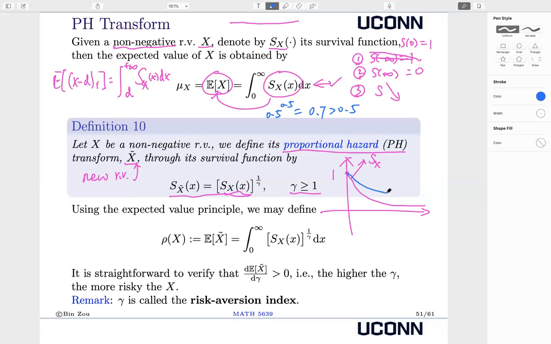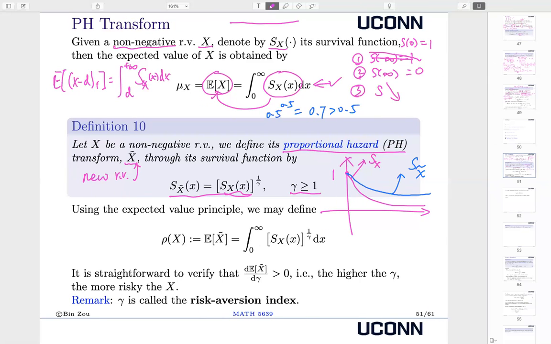What it means is if you apply this special power function with power less than 1, you actually do this. You pump up your survival function. So this is my new survival function of X tilde. By the way, I already call it the survival function just because I easily see all my conditions are satisfied, right?